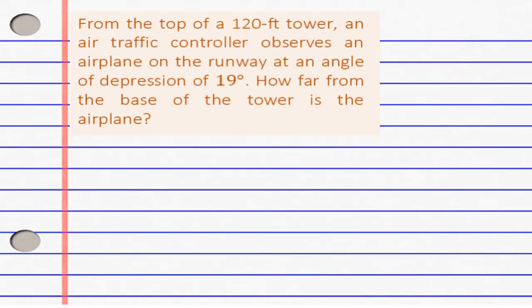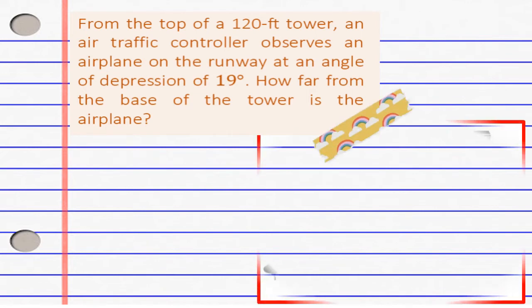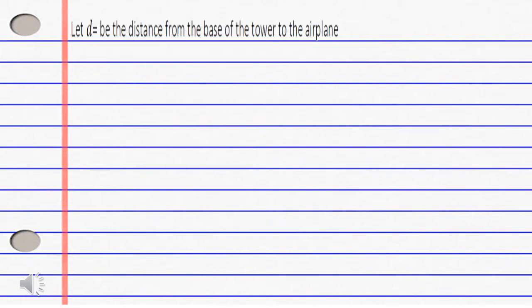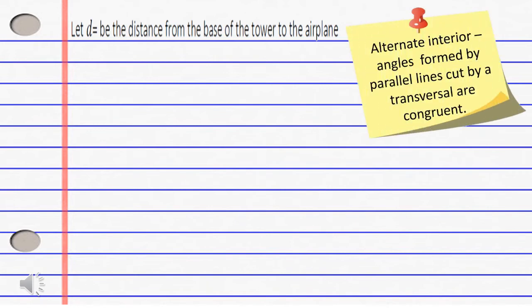Let's have an example for angle of depression. From the top of a 120 feet tower, an air traffic controller observes an airplane on the runway at an angle of depression of 19 degrees. Now the problem is, how far from the base of the tower is the airplane? Let D be the distance from the base of the tower to the airplane. Now, applying the theorem, alternate interior angles formed by parallel lines cut by a transversal are congruent.